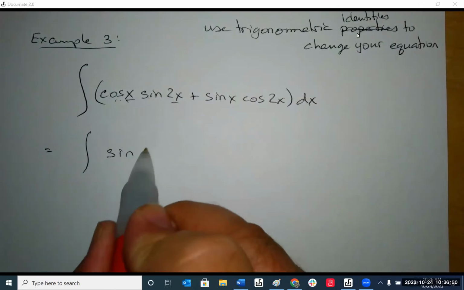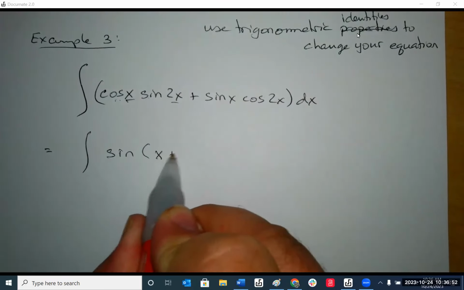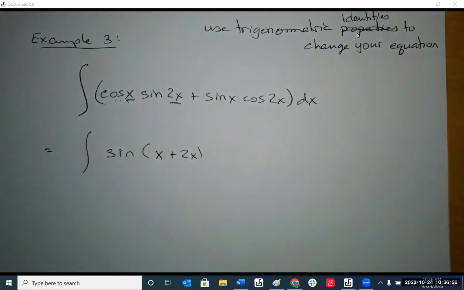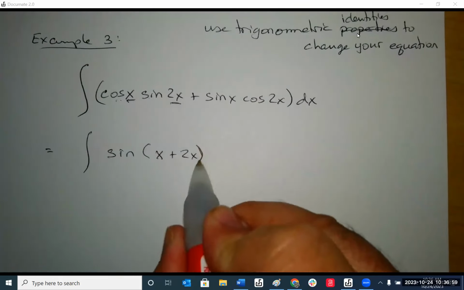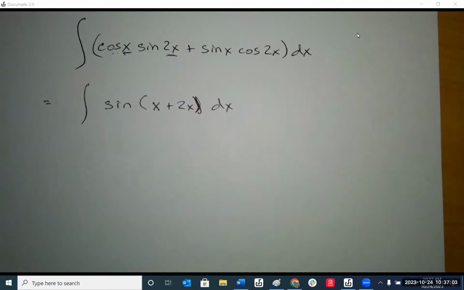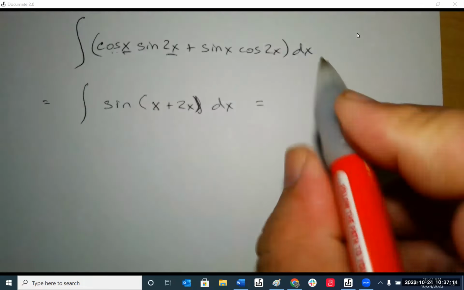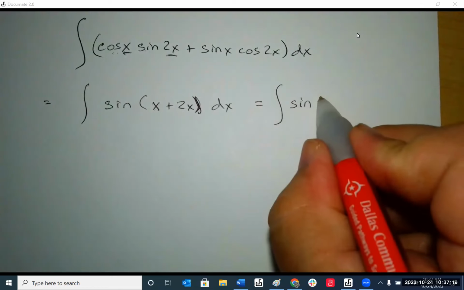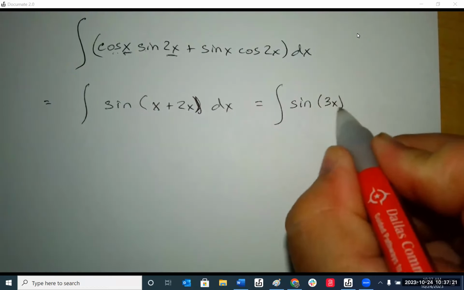We have two angles, so it's the sum of two angles. This angle plus this angle. It's the sum of two angles. The sine rule. So what this equals is the integral of sine of x plus 2x, which is 3x.